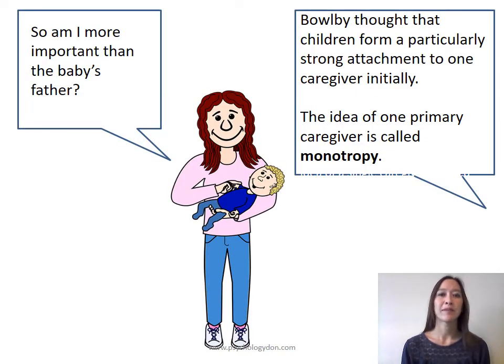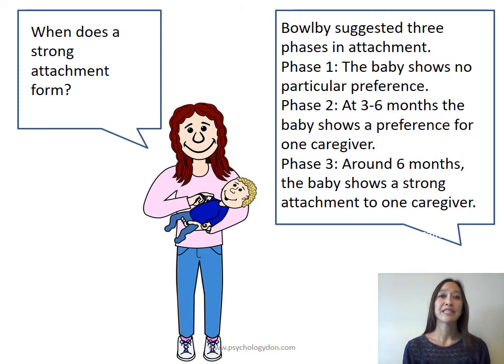Another concept within Bowlby's theory is the idea of monotropy. This is the idea that children form a particularly strong attachment to one caregiver initially. Bowlby suggested 3 phases in attachment. Phase 1, the baby shows no particular preference. Phase 2, at 3 to 6 months, the baby shows a preference for one caregiver. And Phase 3, around 6 months, the baby shows a strong attachment to one caregiver.